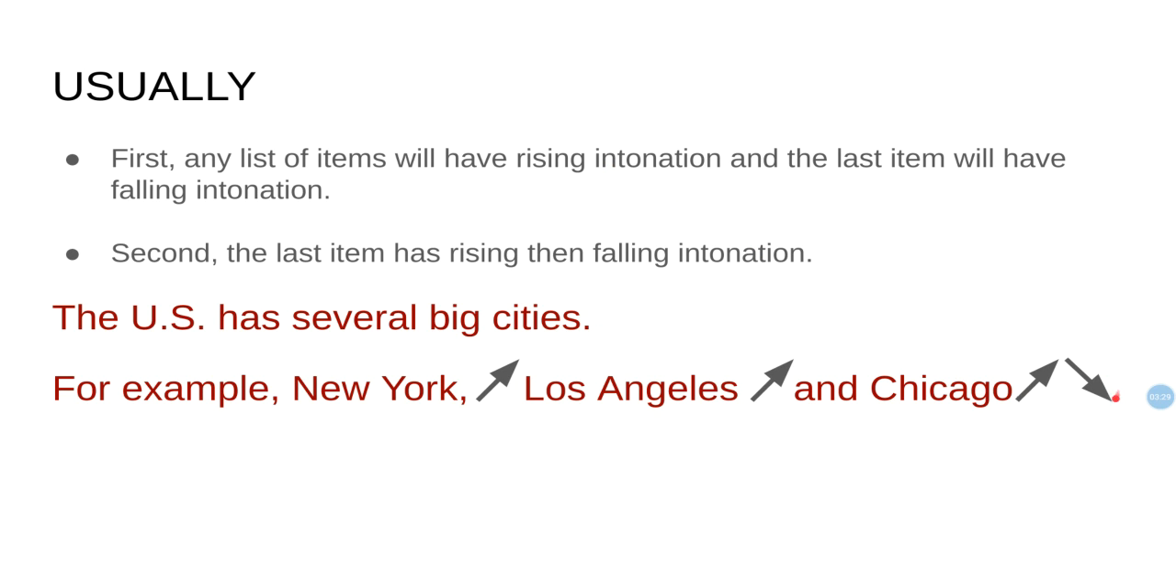All right, so let me give you an example. The US has several big cities. For example, New York, Los Angeles, and Chicago. Okay, see, it went up, and Chicago.